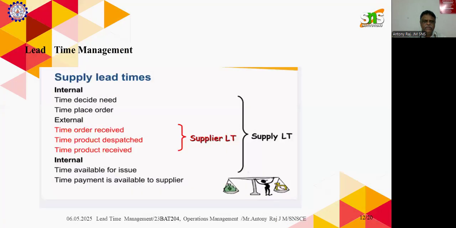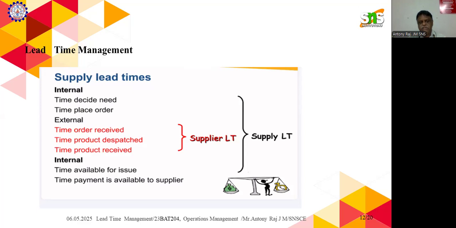So we can see this particular slide before we finally close. This is the overall lead time management. We have two parts, internal as well as external. In the internal part, for example, the organization takes some time to decide on the particular need for the product, and there is a process where it takes time to place the order.